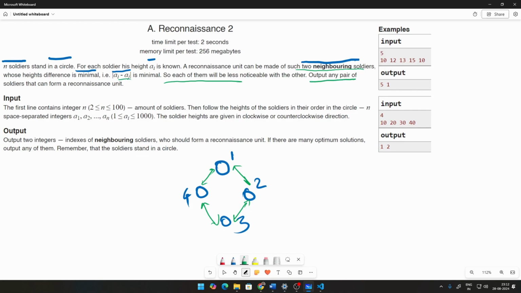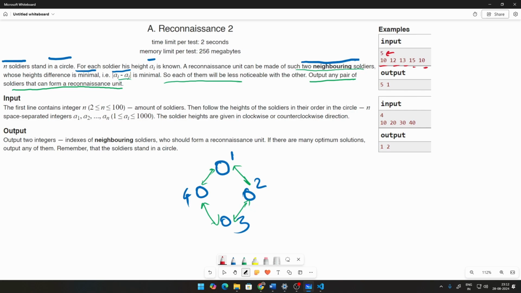Output any pair of soldiers that can form a reconnaissance unit. We want to output any pair where this particular height difference is minimal. We just have to output one pair. If there are multiple pairs, we don't have to print all of them. The input looks like they'll give you n, which is the number of soldiers, followed by a list of the heights of those soldiers.